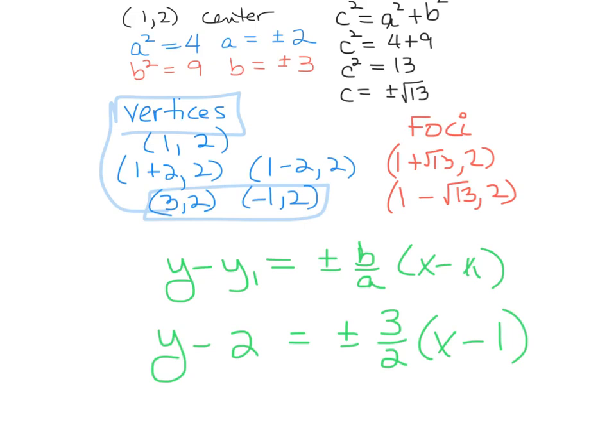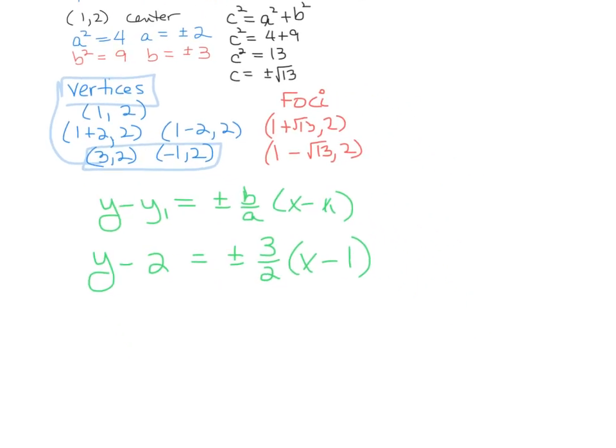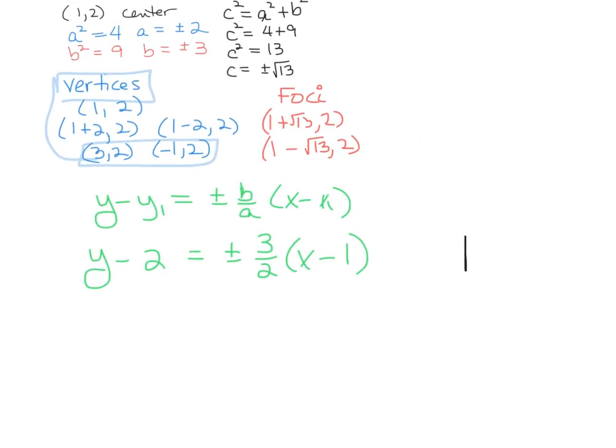So now that we have all of our information, we can graph. Yes? Do we find the co-vertices? Not for a hyperbola, only for an ellipse. So what's different is the ellipse gets the co-vertices, but the hyperbola gets the asymptote. So let's graph this. I'm going to graph the asymptotes first.